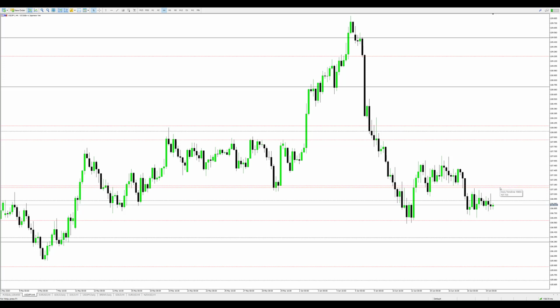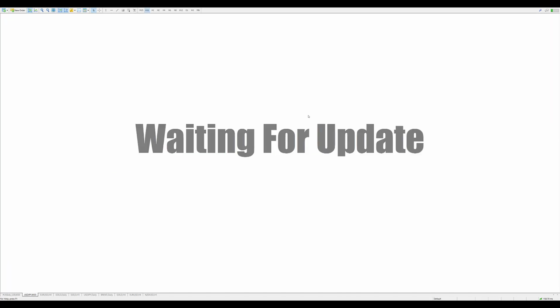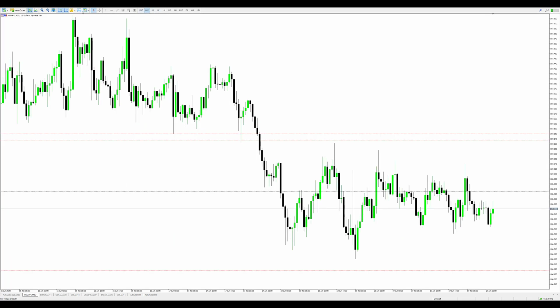107.15, 107.20. I'll be expecting the pair to push to the upside also to these price levels here, and only when it reaches these levels do you have to anticipate short trades. But if it trades to the downside, then the 106.60 price point is going to offer good opportunities to go to the upside. 106.60 is going to offer opportunities to go long on USDJPY.